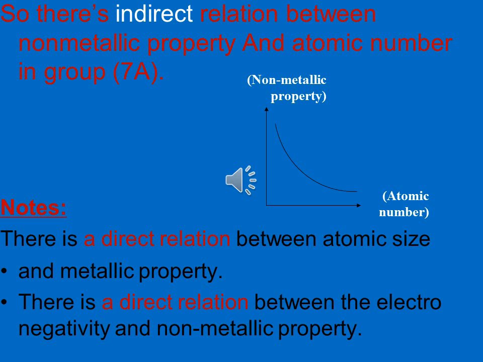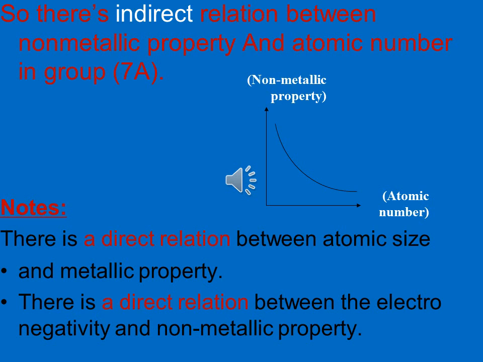And there is a direct relation between electronegativity and the non-metallic property. When the electronegativity increases, attraction increases, so it's easy to gain, so non-metallic property is increasing, and vice versa. When the electronegativity decreases, attraction decreases, so the element cannot gain easily, so the non-metallic property decreases.